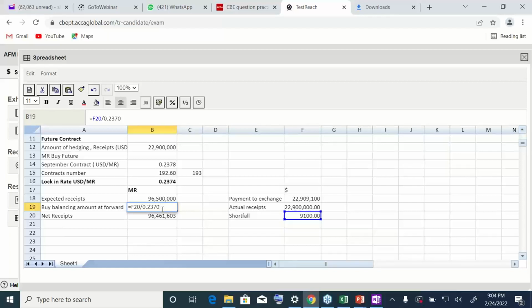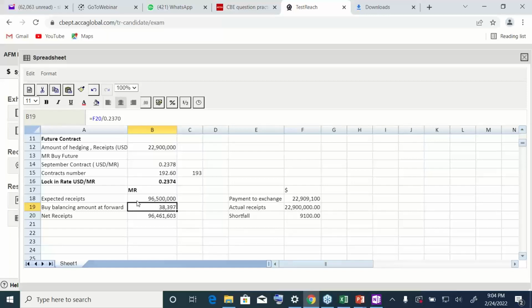And if you are buying something from the market, you will be dividing with the lower rate. So that's how you are going to solve this. This buying amount is a negative. So that's why I have deducted 38,000 from the 96.5 million. So that's how you will solve. Whenever you have to solve using the under hedging, over hedging contract, you will solve in this way.